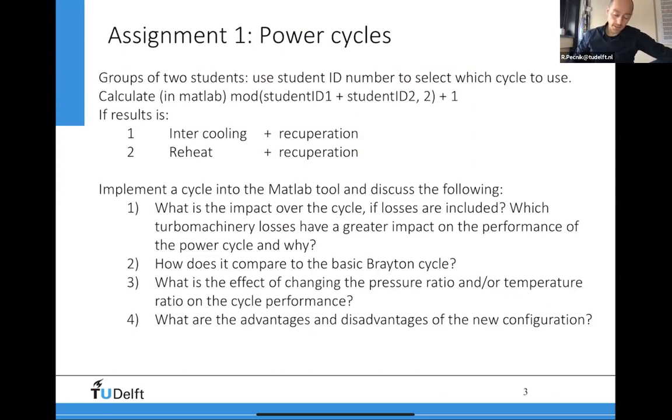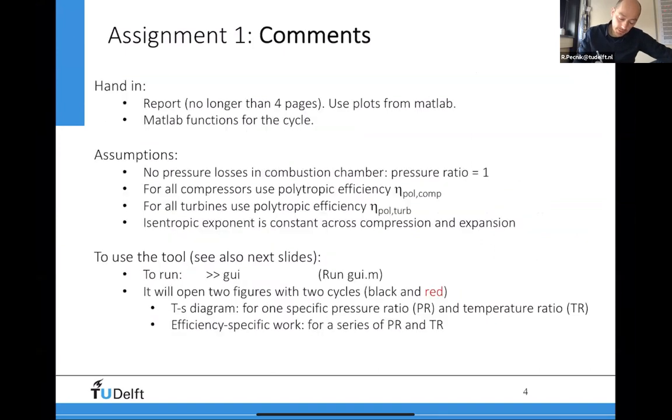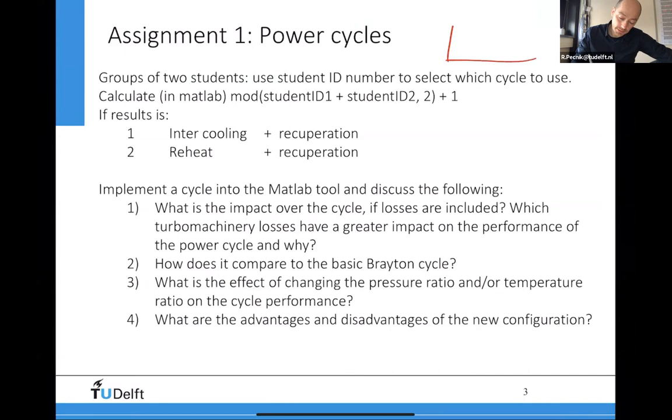But what we have is a basic cycle, and in the basic cycle you would need to add two things. So you would need to have a basic cycle as a starting point, right? Something like that. And you need to add an intercooler for number one. You need to add an intercooler and a recuperation, which means you need to have a cycle like that. And recuperation.